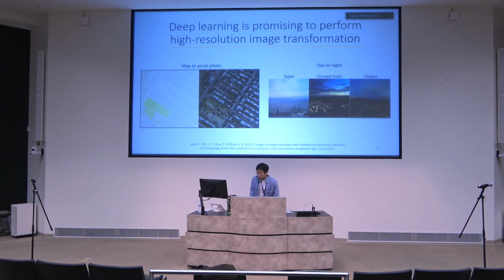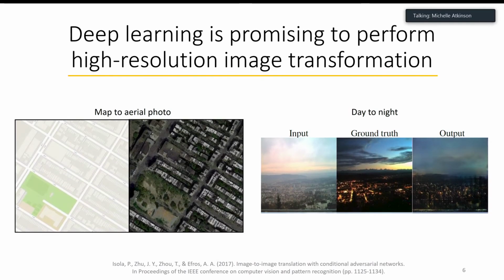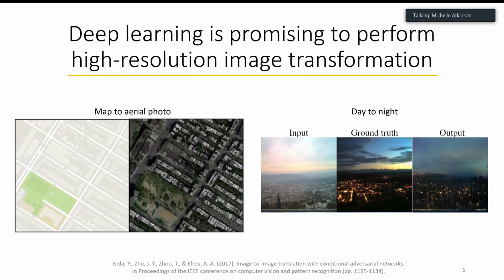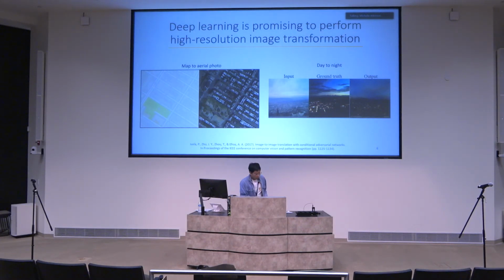As we know, deep learning is promising in high-resolution image transformation. Here are two examples. First, it can transform a map to an aerial photo, which means it is able to recover the detailed information. The other is that it can transform a day photo to a night photo, given a night photo of another view, which means the model is able to separate and combine the structure information and the style information.